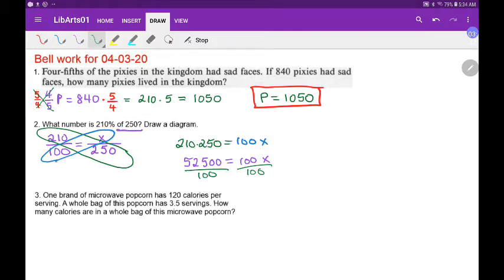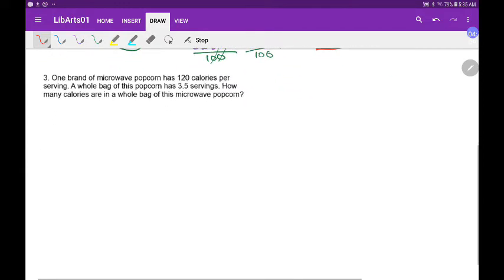And when I divide by 100, the zeros cancel. So I have, and the 100 of course cancels. So I have x is equal to 525. And I make sure that makes sense. 100 going up to 210, 250 going up to 525. Sure, that makes sense.